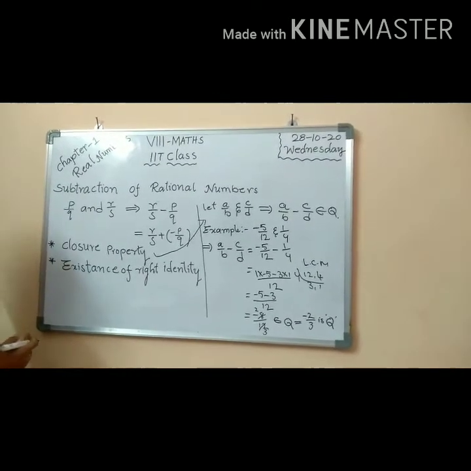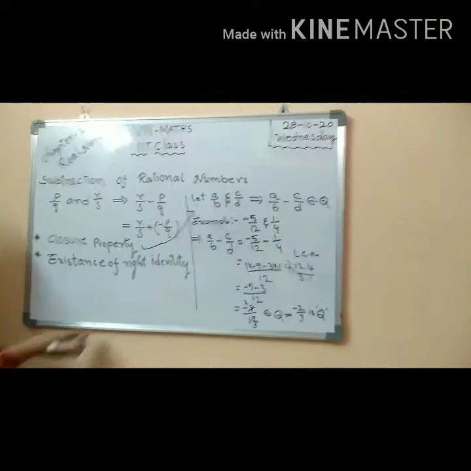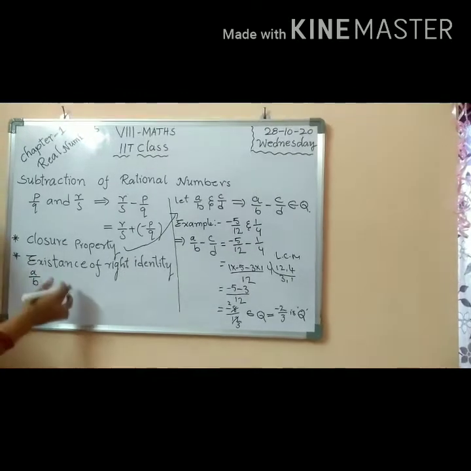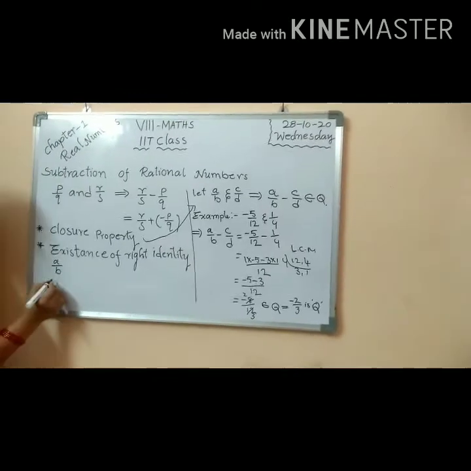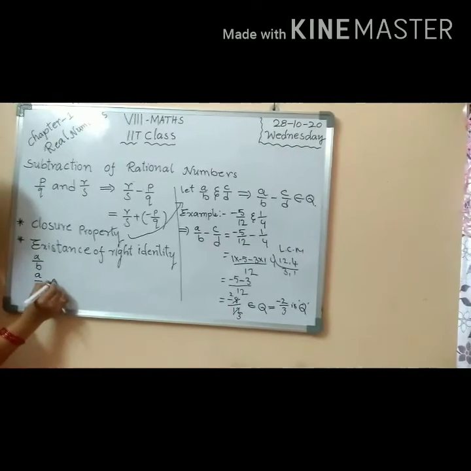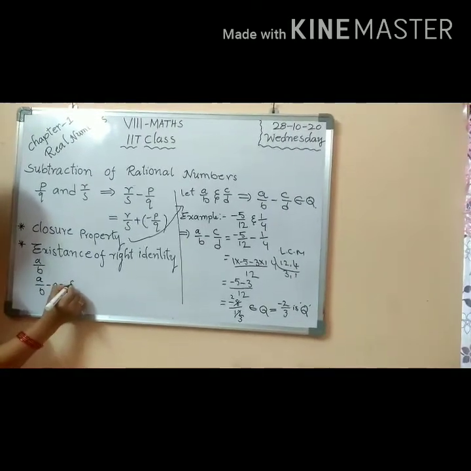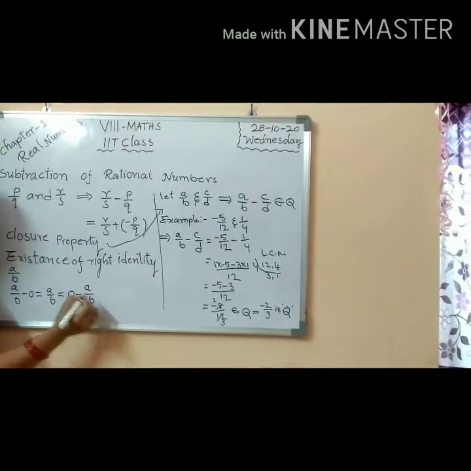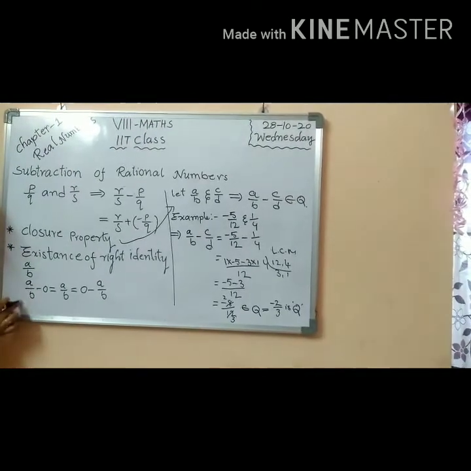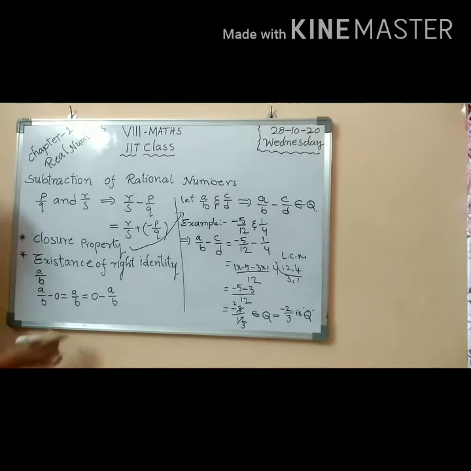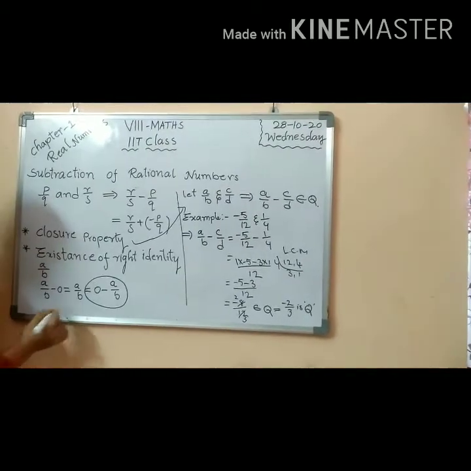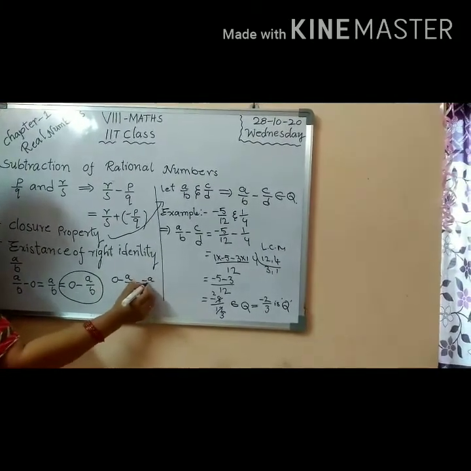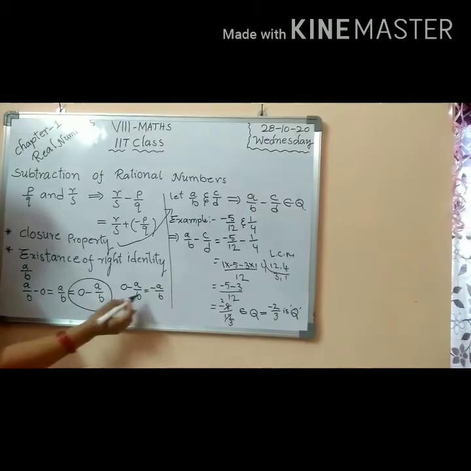Existence of right identity. In the case of subtraction of any rational number a by b, a by b minus 0 is equal to a by b. It is possible. But 0 minus a by b is equal to minus a by b, so we will get minus a by b.